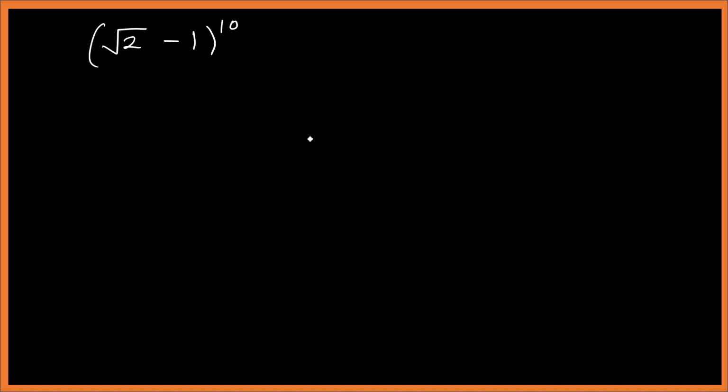Let's simplify this expression together. So we are given (square root of 2 minus 1) all raised to 10. Okay, so let's go ahead and represent what is in the bracket by a variable. So let square root of 2 minus 1 be x. It means that x to the power 10 is what we are after.